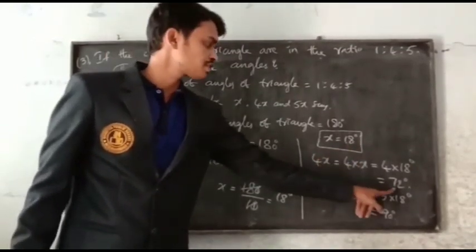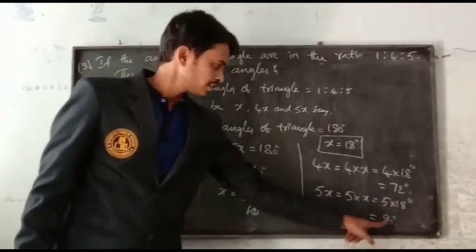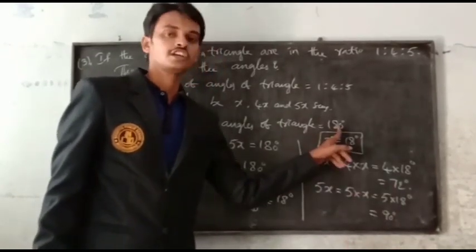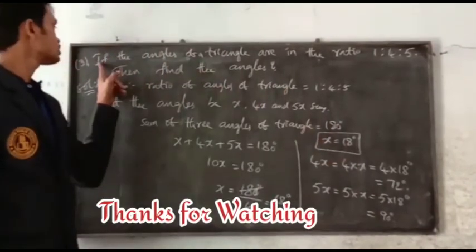So 18 plus 72 is 90 degrees, and this is 90 degrees. So 90 plus 90 is how much? 180 degrees. So this is the problem.